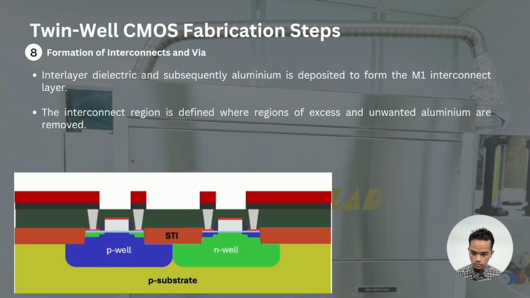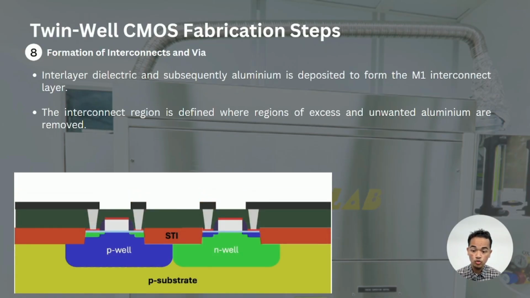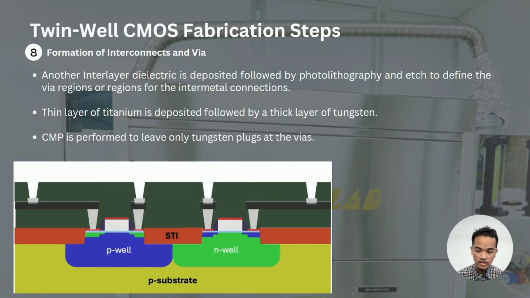After the contacts are formed, the remaining steps left in fabricating the twin-well CMOS would be to form the metal interconnects and vias. An interlayer dielectric and aluminium are deposited to form the M1 layer. The interconnects are defined where regions of excess aluminium are etched away. The steps involved in creating the metal vias is similar to that of the contacts. An interlayer oxide is deposited with the via regions defined through etching. A thin layer of titanium followed by a thick layer of tungsten is deposited to fill the vias. The wafer is then planarized until only tungsten plugs remain.